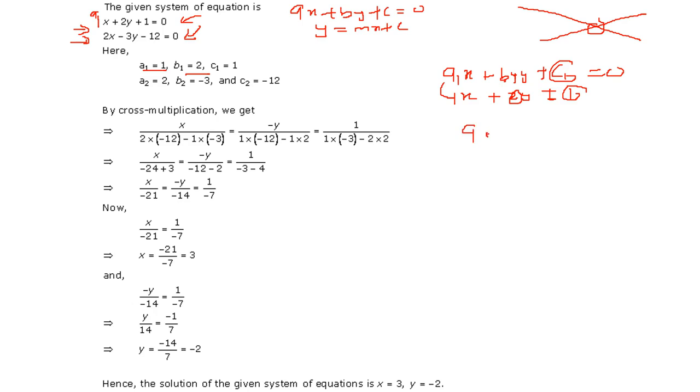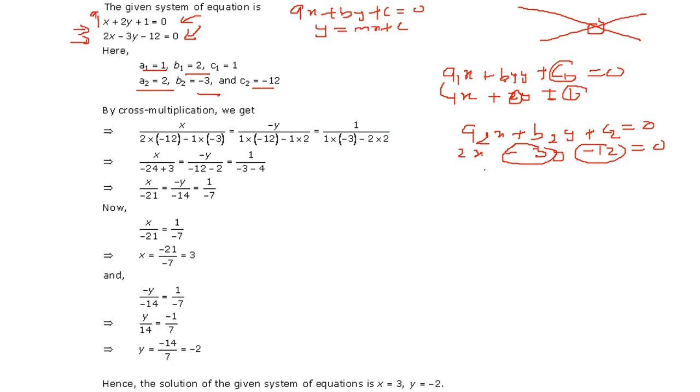Now let us go to the second equation. This is a2x plus b2y plus c2 equal to 0. Let us write this equation: 2x minus 3y minus 12 equal to 0. What is a2? a2 is 2. What is b2? b2 is minus 3. What is c2? It is minus 12. So we have a1, a2, b1, b2, c1, c2.